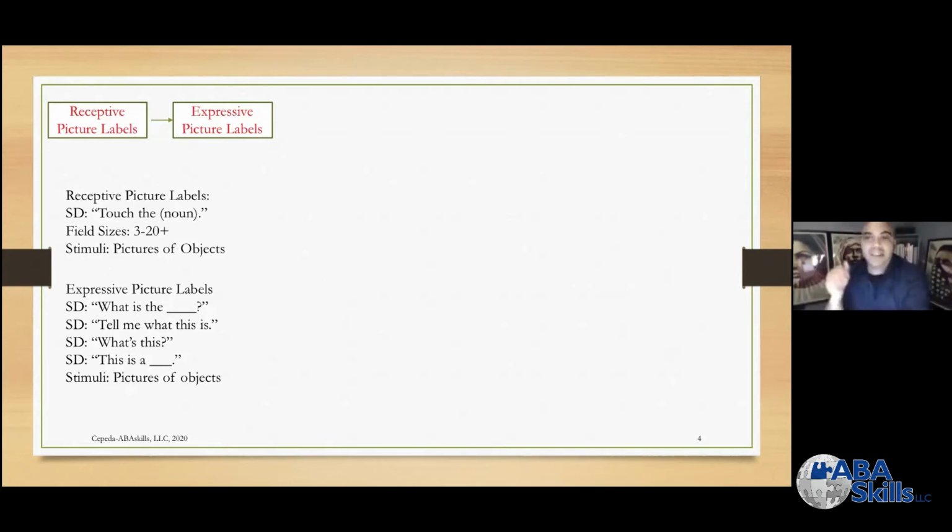What's this? But that's weird, okay? So again, when we're talking about language, you want your learner, I want my learner, and I hope you want your learner to talk the way we talk. And we don't say, sit in chair, what's this? Go over there. So we can stop doing that. So expressive picture labels. What is the blank? Tell me what this is. What's this? This is a blank.